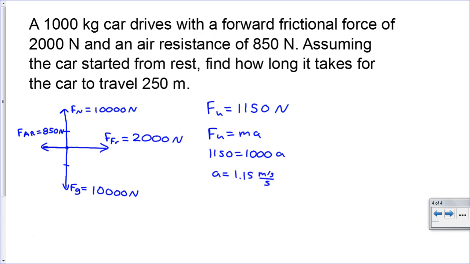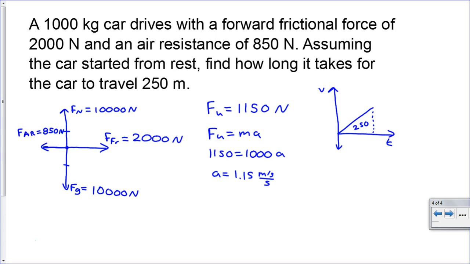Now that we've got acceleration, we can make our motion graph. We're going to make a velocity versus time graph here. It's the same basic one that we have. It's starting from rest, and it's accelerating in the forward direction. So it's this basic one here. On this one, this is a case where we know the acceleration and we know the distance traveled, but we don't know anything else about it. The distance traveled is this area here, 250 is the area. But we don't know anything else.